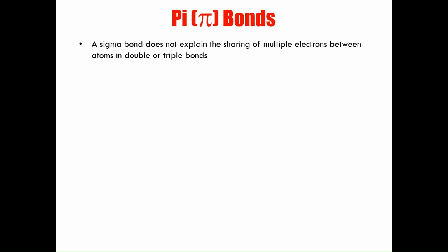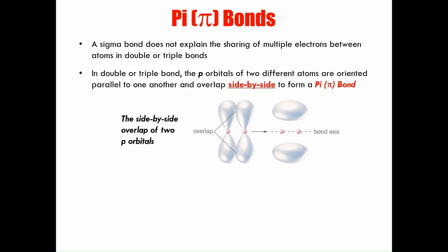So the question that needs to be answered is, why would a p orbital be left intact when an atom undergoes sp2 hybridization? Well, the answer to that question is pi bonds, the second bond type classification. Sigma bonds do not explain the sharing of multiple electrons, which are required to form double or triple bonds. In a double or triple bond, the p orbitals of two different atoms are oriented parallel to one another and overlap side by side to form a pi bond.